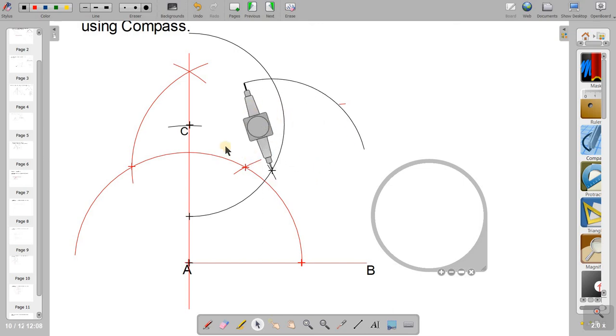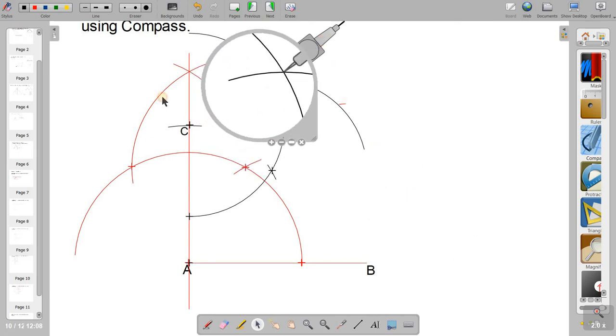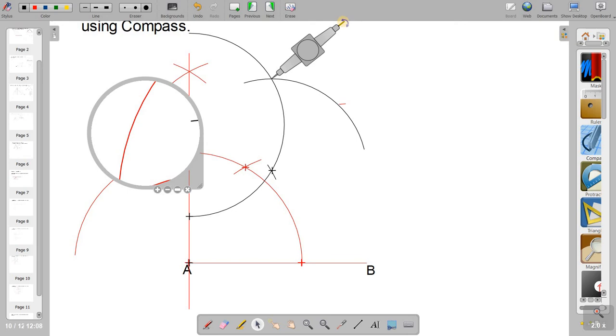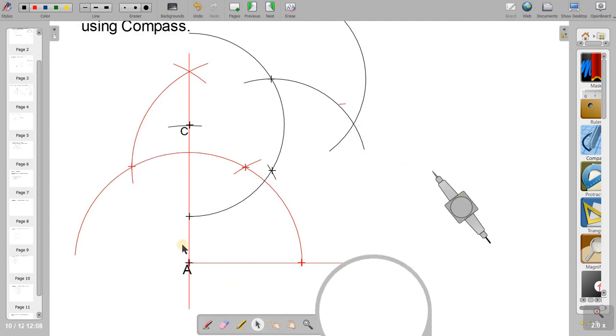Okay, and now to the second part where the latest two arcs cut. I will take the compass and keep the pivot at this point of intersection. I will have to rotate it now again. Okay, now the two black arcs cut at some point.